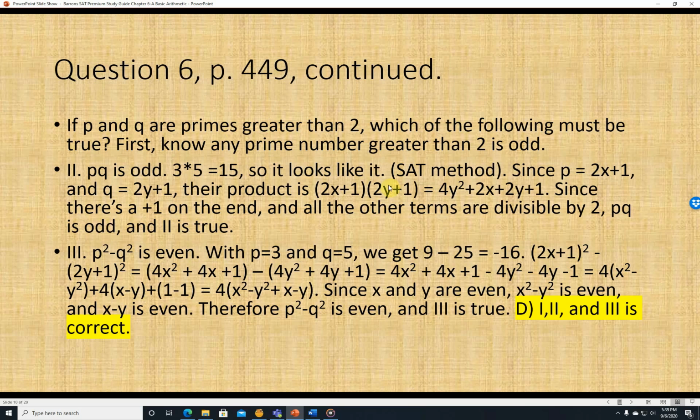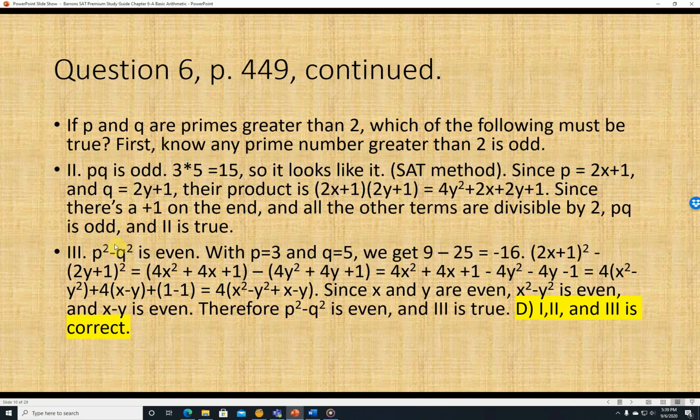Then outer is 2x, inner is 2y plus 1. Since there's a 1 on the end and all the other terms, 4y squared, 2x, 2y, are all divisible by 2, then PQ has to be odd because it's an even number plus 1. So PQ is odd and 2 is true.